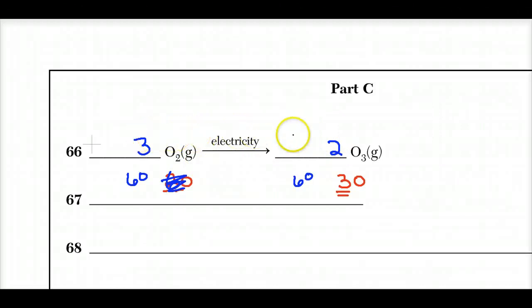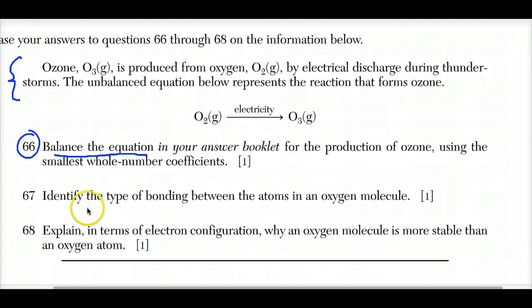Notice the charge is the same. There's a 0 on this side, 0 on this side, and if we had energy, energy is also conserved. Okay, number 67. Number 67: identify the type of bonding between the atoms in an oxygen molecule.